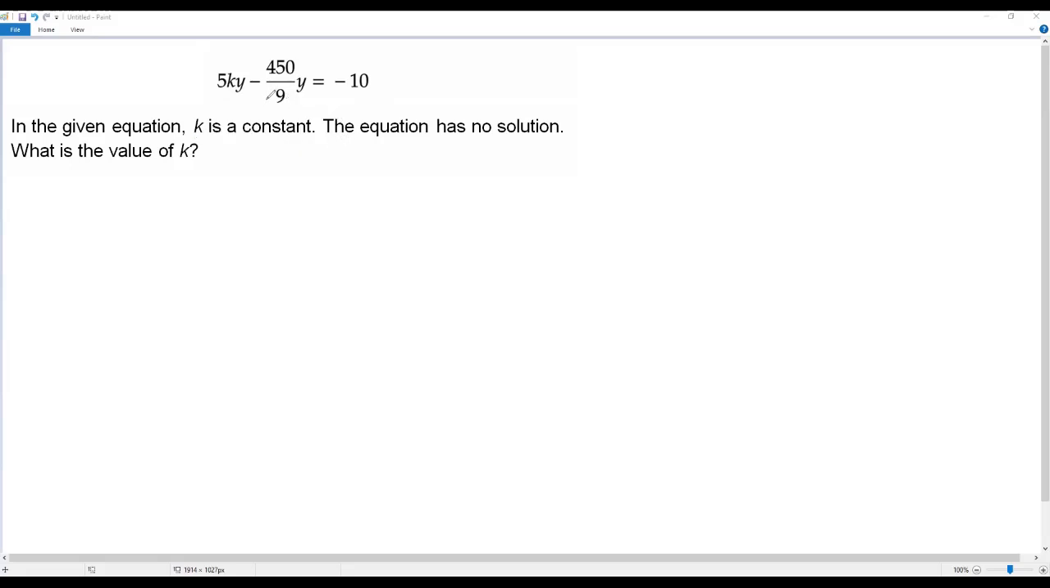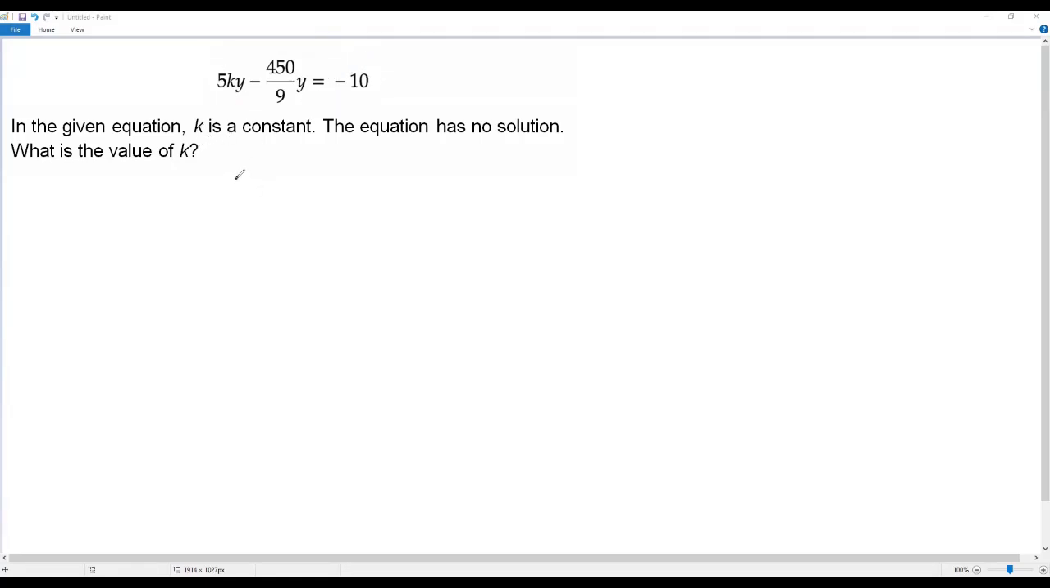Okay, so the information says in the given equation, k is a constant. Since k is a constant, then y has to be a variable. And also, the equation has no solution. That is, if I solve for the variable y in this equation, I won't be getting any real value for y. Because the equation has no solution, our aim is to find the value of k. Anyways, let's solve for the variable y in the given equation.